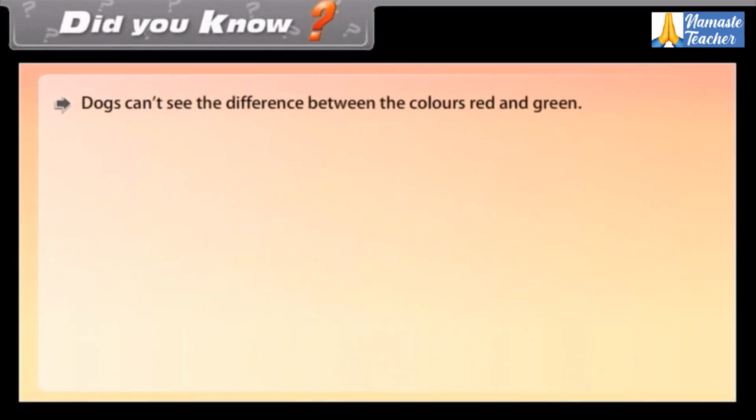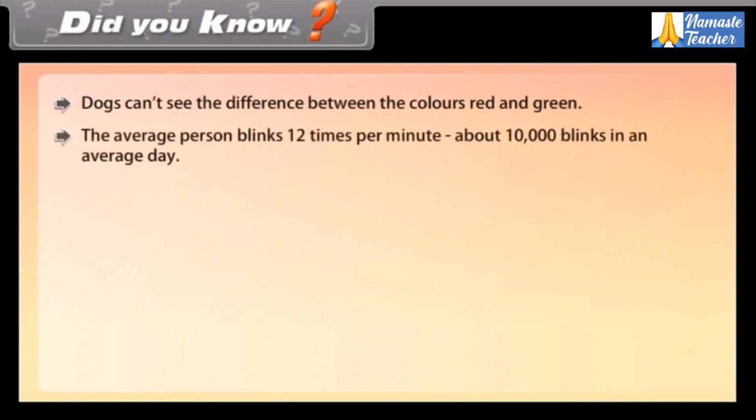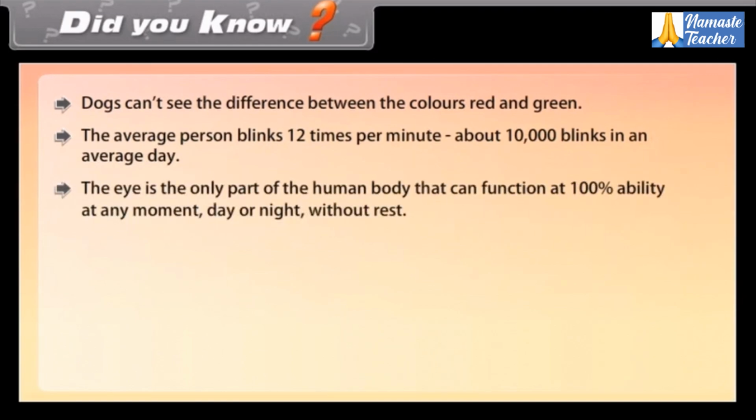Dogs can't see the difference between the colors red and green. The average person blinks 12 times per minute, about 10,000 blinks in an average day. The eye is the only part of the human body that can function at 100% ability at any moment, day or night, without rest. It is impossible to sneeze with your eyes open.